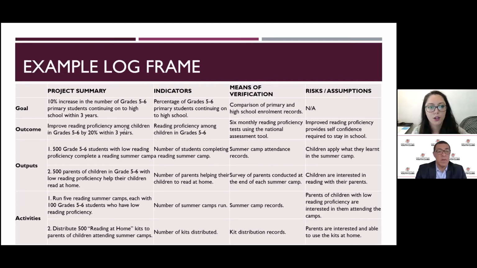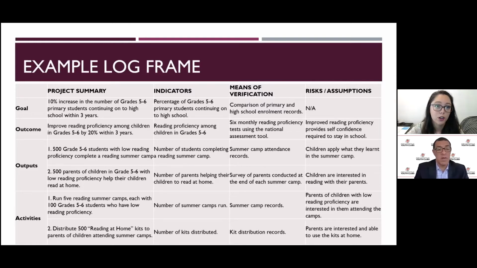And so you can see that the goal is a 10% increase in the number of 5th to 6th grade primary students continuing on to high school within 3 years, which is a great goal. But to break that down, you need to do a lot of different things. So what they really want the outcome to be is improve reading proficiency. How do they do that? You go through the outputs and the activities. And so we're going to talk about all of these different components.